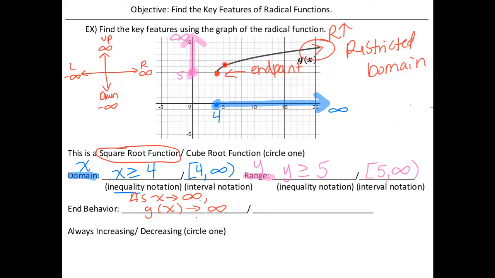And then on the other side, notice I have an endpoint. So endpoint, we don't talk about it for end behavior. So the endpoint, we just say like NA, it's an endpoint. I don't have an end behavior for the other one because it's an endpoint.